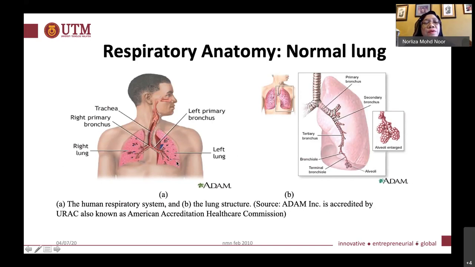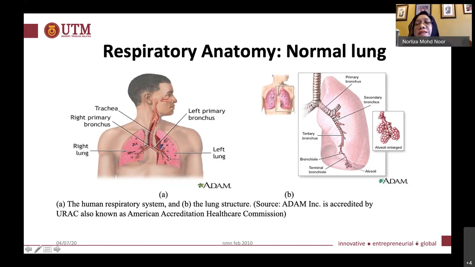What is inside the lung? Inside the lung you have the primary bronchus from the trachea just now, and you have all these branches: tertiary bronchus, bronchioles and terminal bronchioles. Terminal means the ending, and at the ending we have the alveoli. This is the alveoli here. It is like a sac, a small bubble sac, which has a membrane.